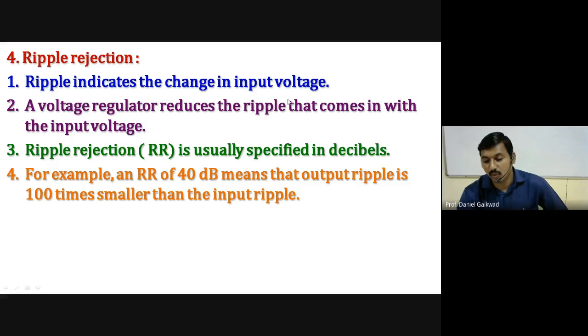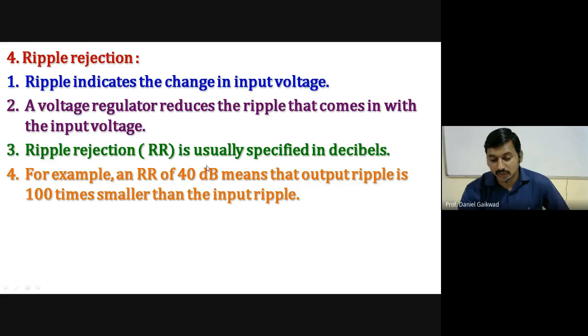Up till now, we have seen that ripple can be reduced only by a filter circuit, but here the voltage regulator also reduces the ripples that come in with the input voltage. Now, ripple rejection (RR) is usually specified in decibel. So we have one more new quantity called decibel, a unit used for the intensity of sound, and the same unit we can use for ripple rejection also. For example, suppose RR is 40 dB.